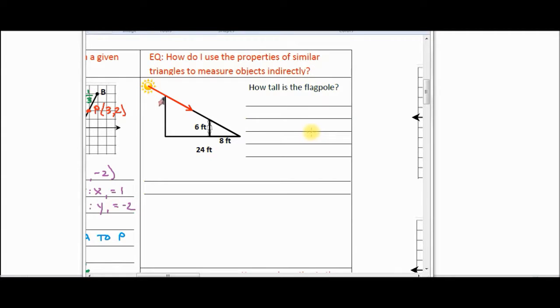Now, we talked about this in the beginning of the unit. I told you that we can use the properties of similarity to measure the height of mountains, redwood trees, flagpoles, all sorts of things, buildings. And this is one of the general ways that we do it. There's more than one way, but this is a common way to do it. Now, the question here is, how tall is the flagpole?